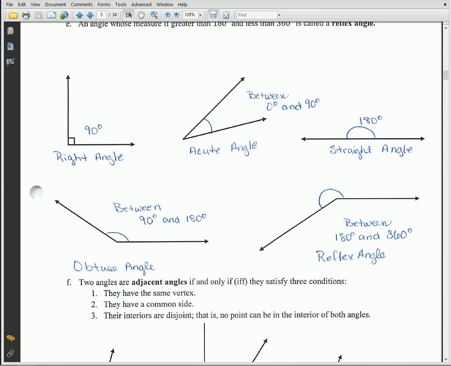Now, let me say this. None of these are equal. So if I were writing this as an inequality, it would be 0 less than angle less than 90. If it is 90 degrees, it is a right angle. If it is 180 degrees, it is a straight angle.